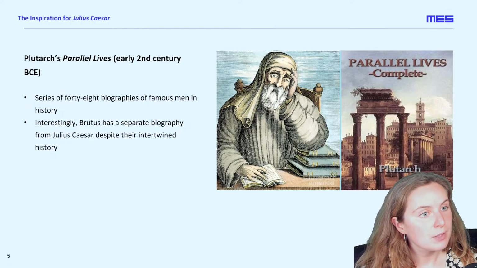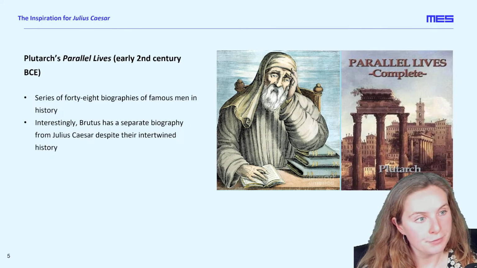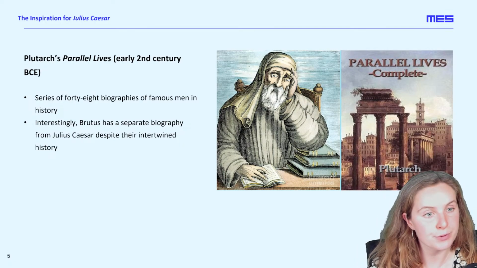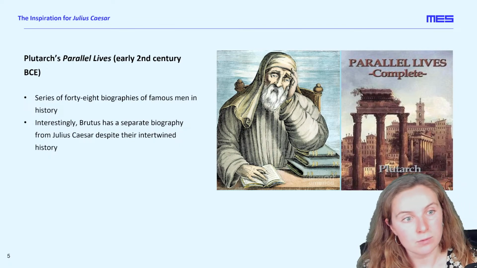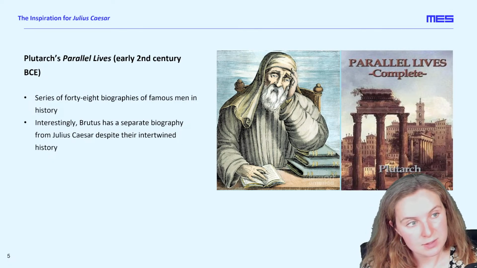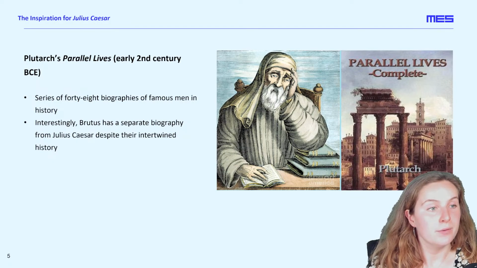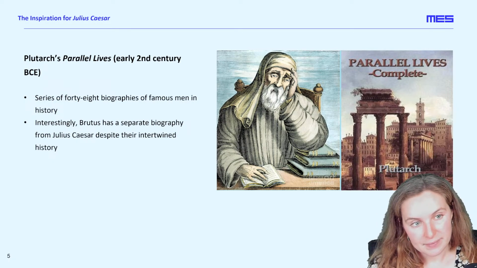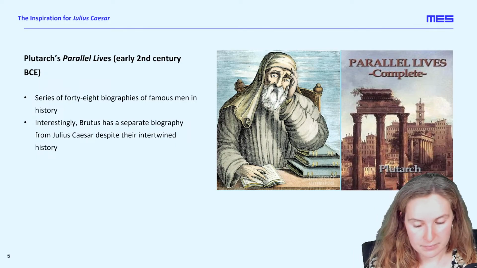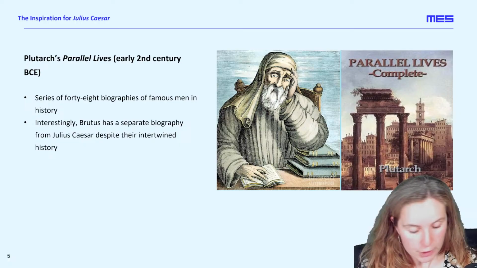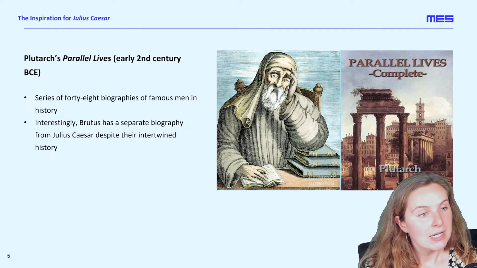Interestingly, Brutus had a separate biography from Julius Caesar. So you might hear the expression "et tu, Brute," for example, or hear about Brutus as being a bad guy, or Brutus as an honorable man. You may know Julius Caesar from your history classes as well. And you might know that Brutus had a part in assassinating Caesar and then really throwing Rome for a huge twist in terms of its development.